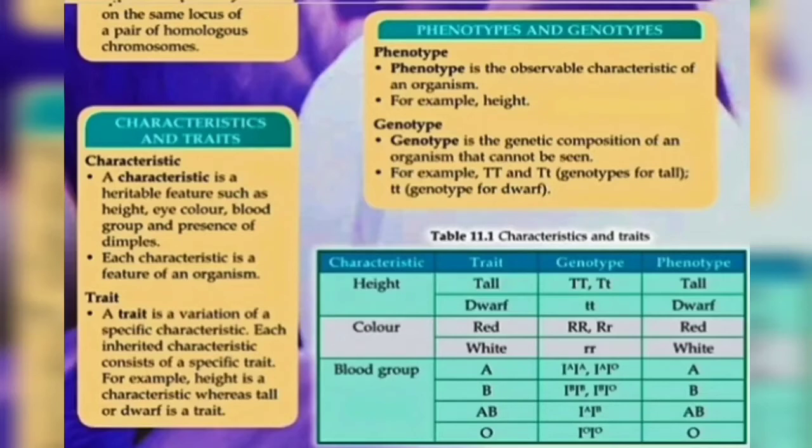Next is the characteristic and traits. Characteristic is a heritable feature such as height, eye color, blood group, and presence of dimples. Each characteristic is a feature of an organism. A trait is a variation of a specific characteristic. Each inherited characteristic consists of a specific trait. So, for example, a characteristic is color, and the specific trait is red or white. Another example of a characteristic is height, and the specific trait is tall or dwarf.